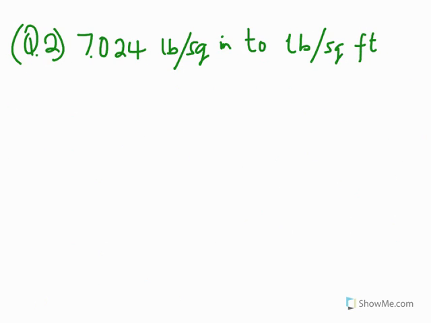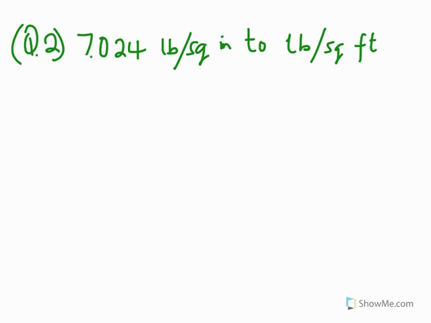Question 2. 7.024 pound per square inch to pound per square feet. I probably skipped this at the beginning. Now, the prerequisite for this video is that you will know the conversions in the United States customary system for linear measure, for area measure, for volume measure, for capacity measure, and so on. Please, that is the prerequisite for this video. Okay? Alright, let's do question 2.